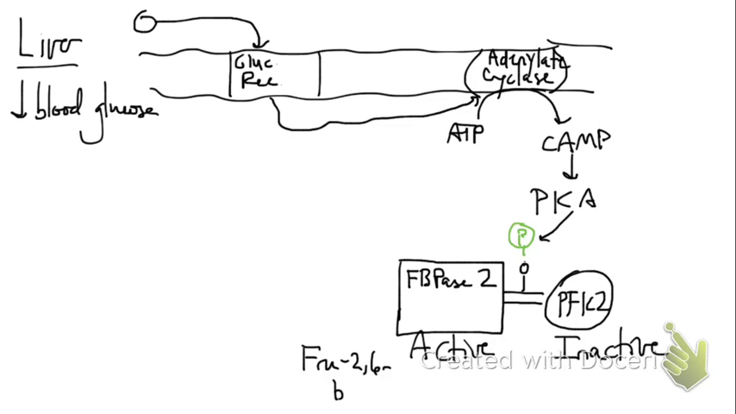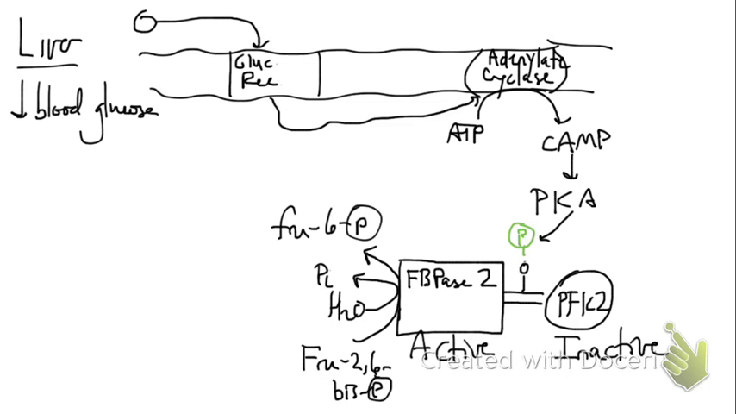So if the phosphatase is active, it's going to take fructose 2,6 bisphosphate, and with a little bit of water, it's going to remove a phosphate group, and you're going to get fructose 6 phosphate back. So we're going to get rid of that signal to say, hey, we want glycolysis to occur. That's under low blood glucose levels. But let's say we're under high blood glucose levels.